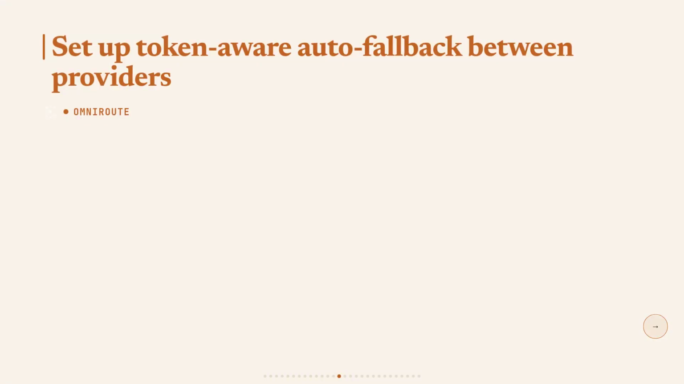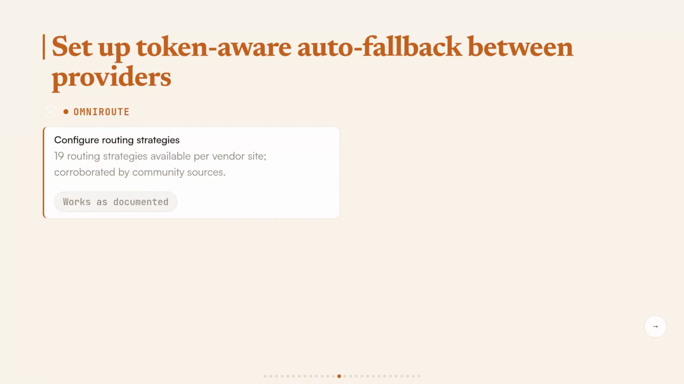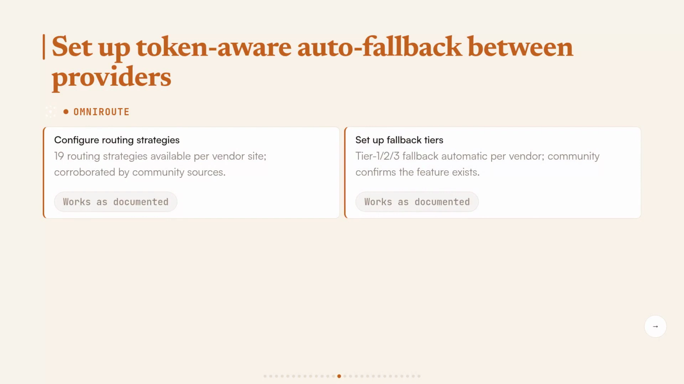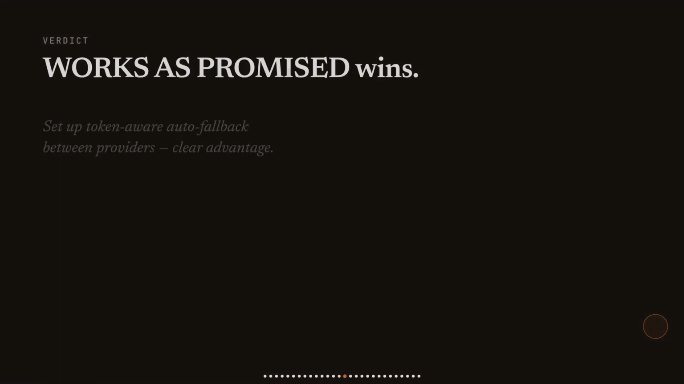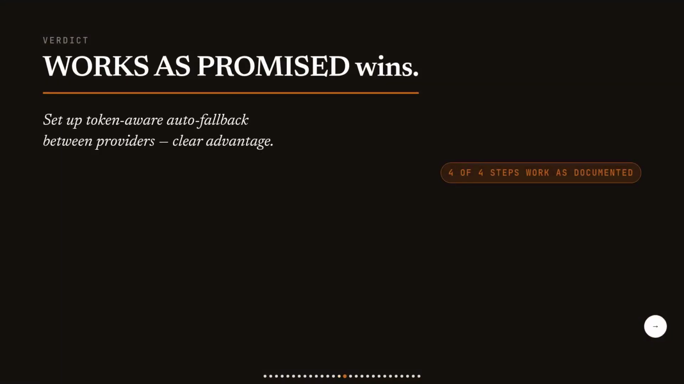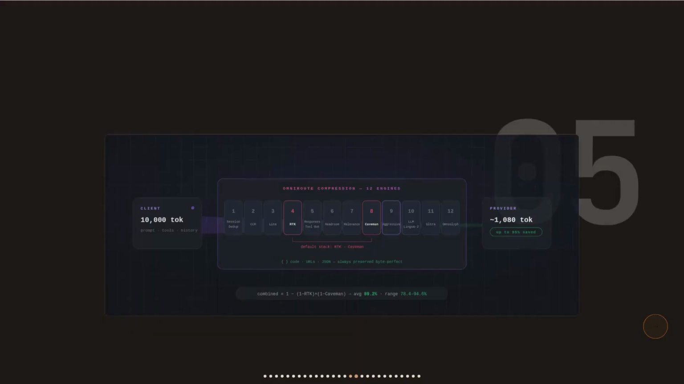OmniRoute ships 19 routing strategies and a tiered fallback system: Tier 1, Tier 2, Tier 3. Vendor docs and community sources both confirm it switches providers in milliseconds when one fails or hits a quota. The gotcha is understanding it. Community feedback consistently flags a learning curve here. People get the fallback working, but don't fully grasp why it chose the path it did. It works, it just isn't intuitive on day 1. Stick with me because the last 5 tests are where this decision actually flips.